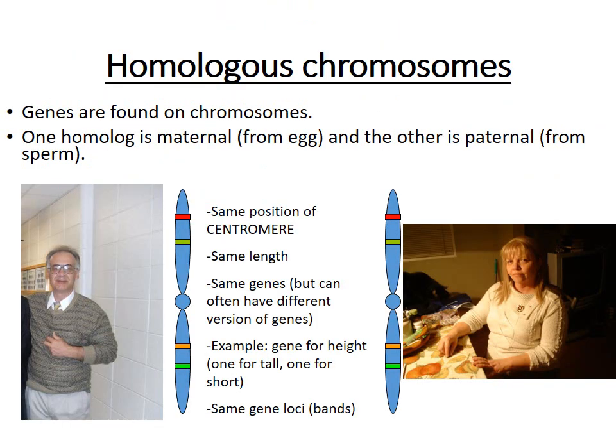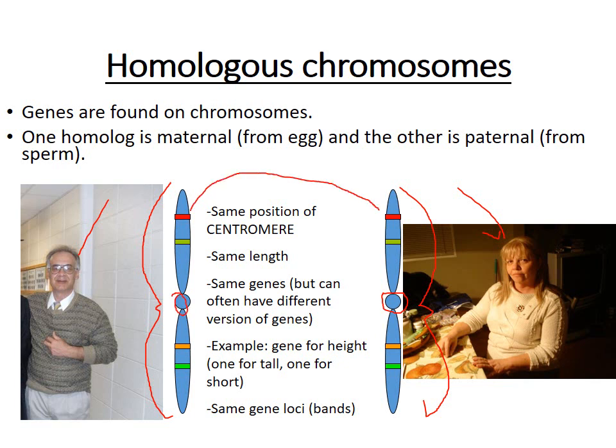So here's just another illustration of homologous chromosomes, the ones that pair up together that you saw in the karyotype. This is my father over here, and this is my mother over here. Here we have the homologous chromosomes. You'll notice they have the same length, same centromere position, and same genes over here, and same location for those genes. Now again, they could have different versions of the gene, but the idea is that it's the same location for whatever controls.